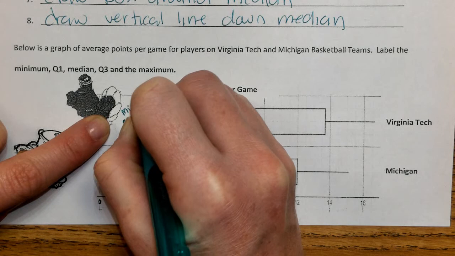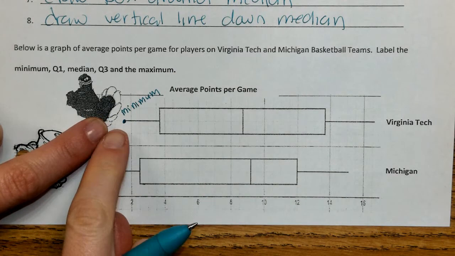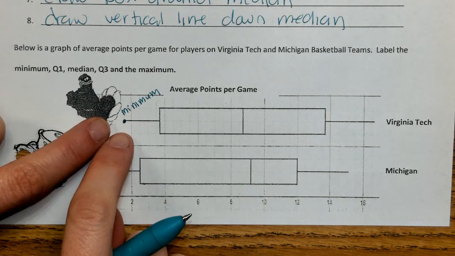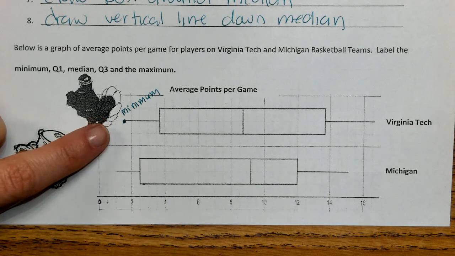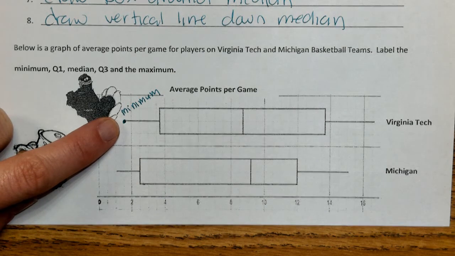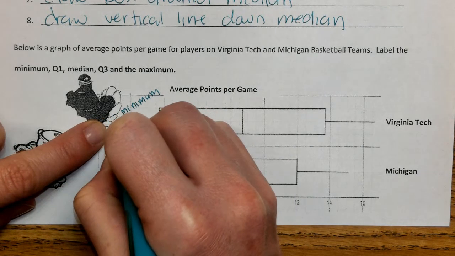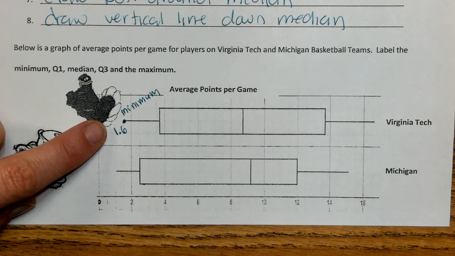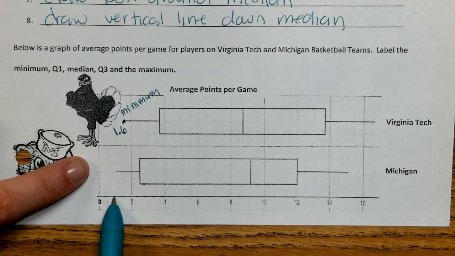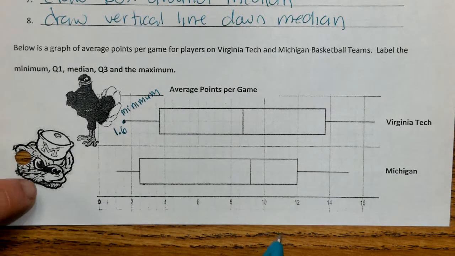What do we call the lowest point? Minimum. Where do we write this? Down below. Your minimum, the number there, they'll either tell you what it is, or you'll be able to read it off the graph. This graph is hard to read, so I'm going to tell you the minimum here is 1.6. So 1 is right here, this is 1.5. The minimum is 1.6.